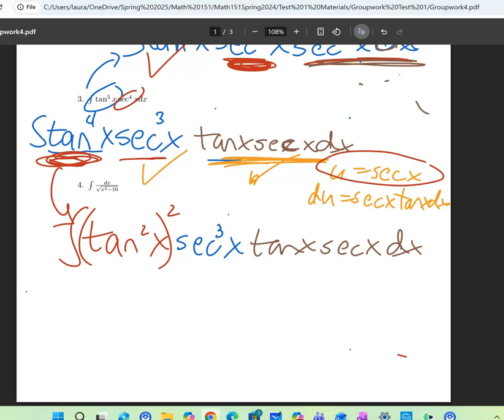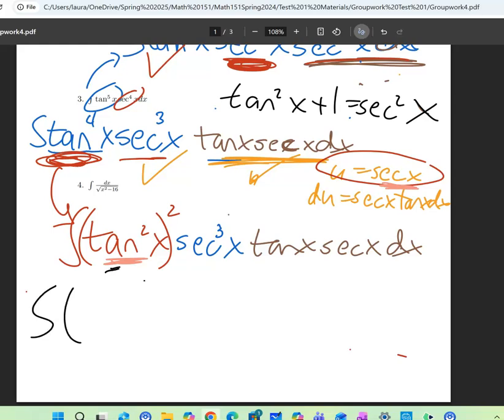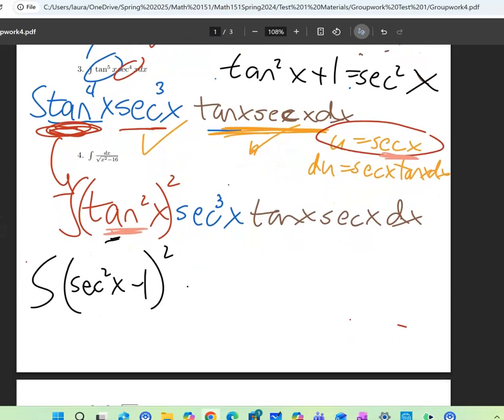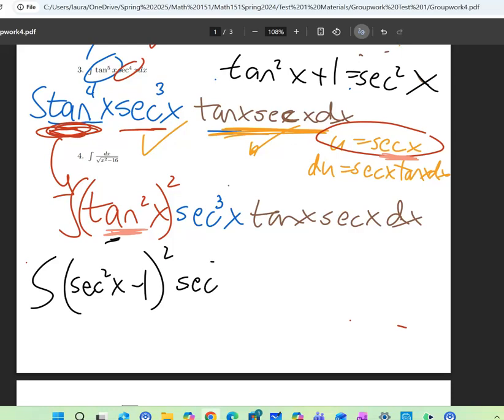So remember, I'm trying to make this u substitution work. So I need to rewrite this. You have to have memorized the fact that tangent squared x plus 1 is secant squared of x. So I can replace this with, and go slow, secant squared of x minus 1. And then carry along the secant cubed, tangent x, secant x dx.